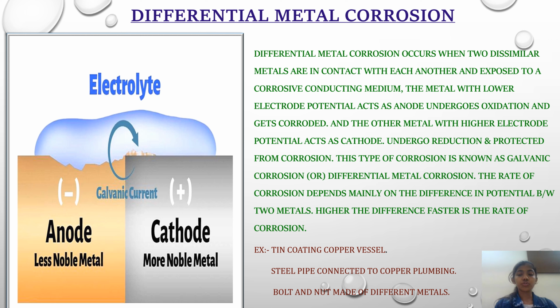This type of corrosion is also called galvanic corrosion. The rate of corrosion depends mainly on the difference in potential between two metals. Higher the difference, faster is the rate of corrosion. For example, tin coating on copper vessels, steel pipe connecting to copper plumbing, bolt and nut made of different metals.